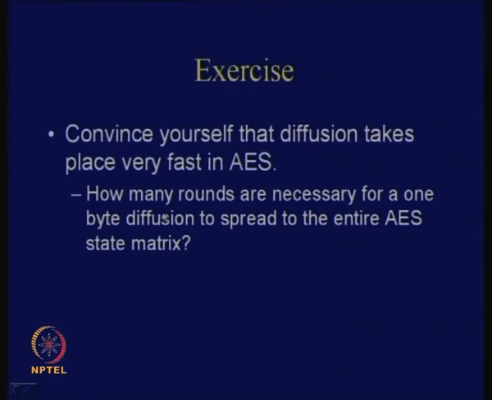Some exercises: first of all, convince yourself that the diffusion in AES takes place very fast. What you need to reason out is how many rounds are necessary for a 1-byte diffusion to spread to the entire AES state matrix. This is given to you as an exercise, you're not supposed to submit it, but at least you can work on it at your own place. You can take it as an example and really appreciate the fact that AES diffusion is quite fast.